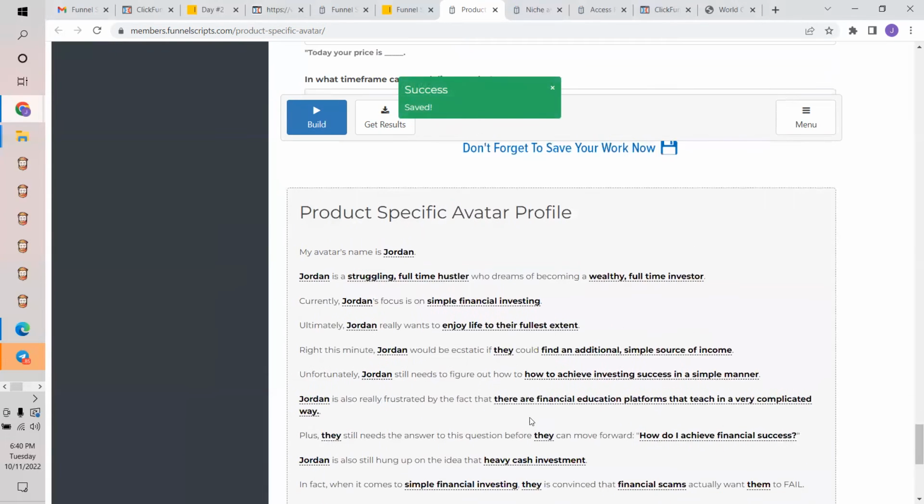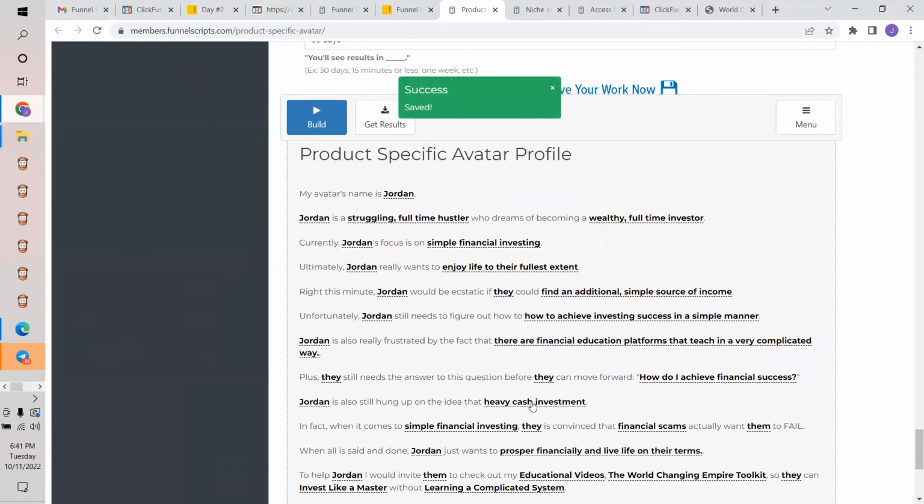Okay. So let me do this again. My avatar's name is Jordan. Jordan is a struggling full-time hustler who dreams of becoming a wealthy full-time investor. Currently, Jordan's focus is on simple financial investing. Ultimately, Jordan really wants to enjoy life to the fullest extent. Right this minute, Jordan would be ecstatic if they could find an additional simple source of income. Fortunately, Jordan still needs to figure out how to.